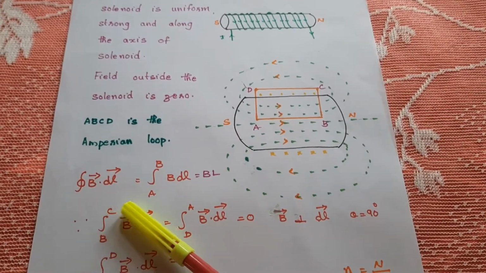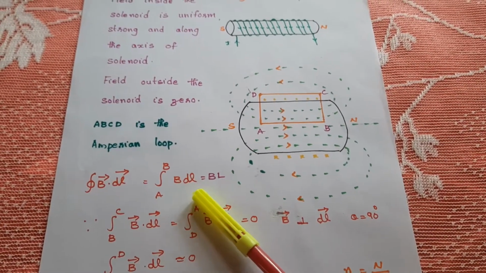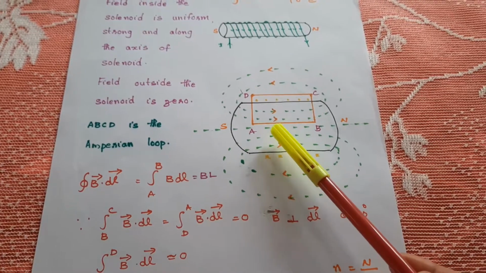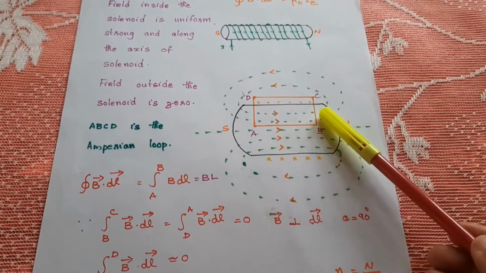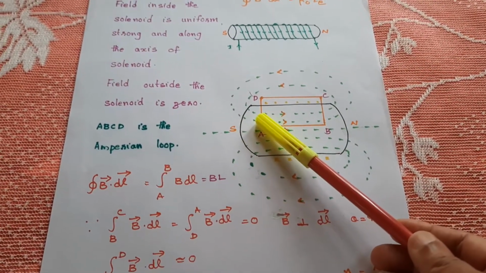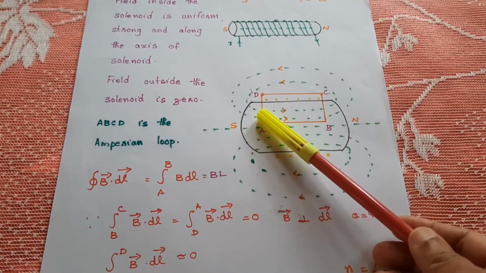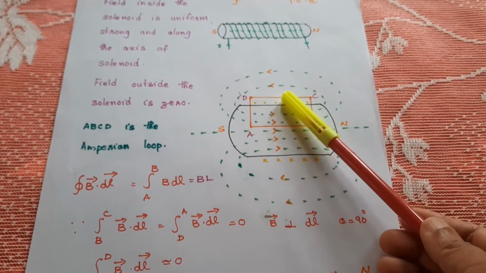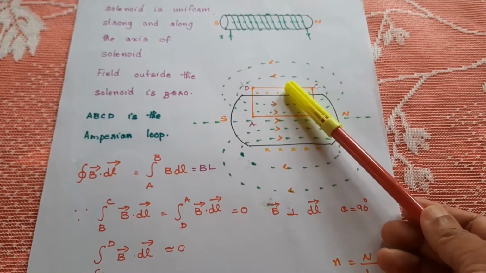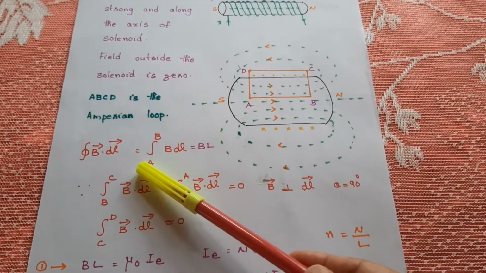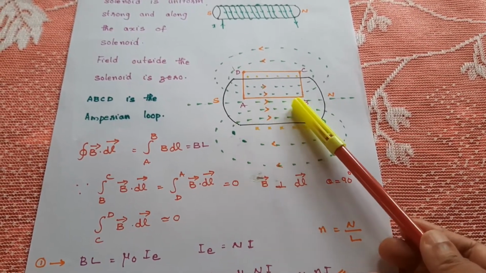So closed integral B dot dl is equal to line integral AB B dl, because along the length AB field is tangential, but along the sides BC and AD field is normal. So dot product B dot dl will be 0. But the side CD is outside the solenoid where the field is negligibly small. So closed integral B dot dl is equal to BL, where L is the length of this rectangular path.